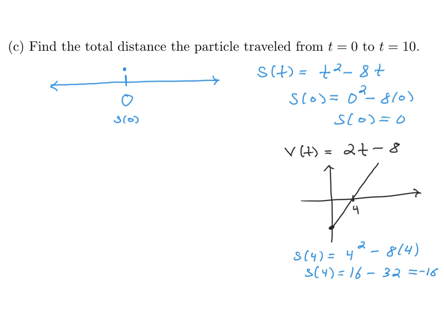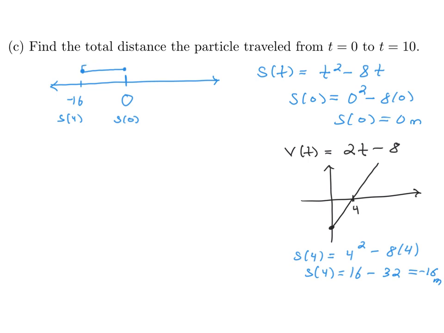And again, to be careful, I probably should note that this negative 16 is in meters. So the particle started at 0, and then it moved to the left until it got to negative 16, and that was equal to s of 4. This is when the particle stops, and then it starts to go in the opposite direction.